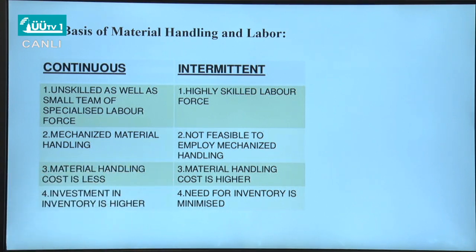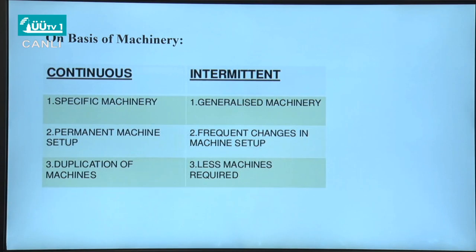And the material handling cost is less in the continuous production system or the continuous manufacturing system. And at the other side, in the intermittent type, material handling cost is higher since we are dealing with a variety of materials and equipment. And the investment in inventory is higher in the continuous type of manufacturing system, and the need for inventory is minimized at the intermittent manufacturing system.